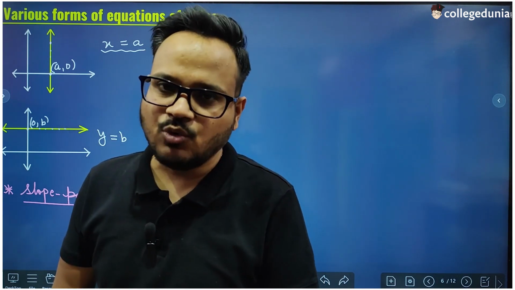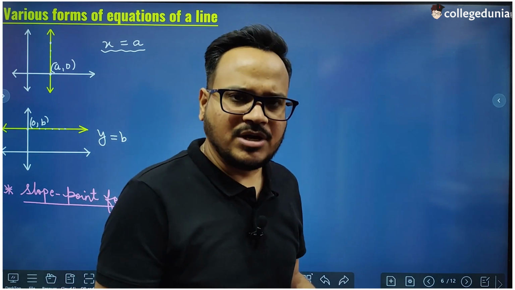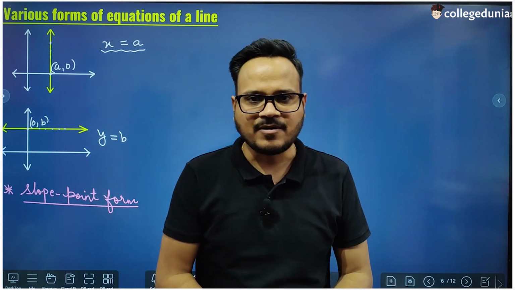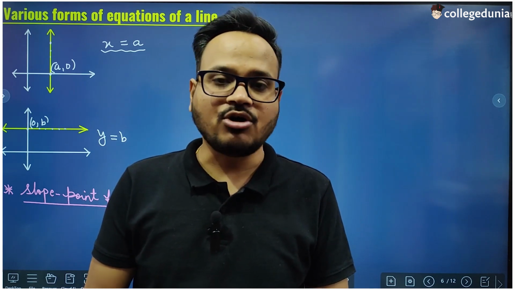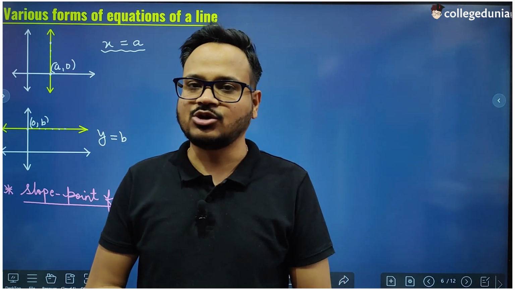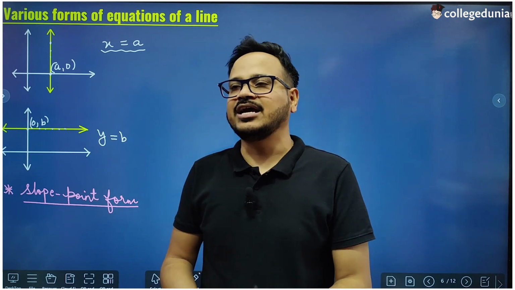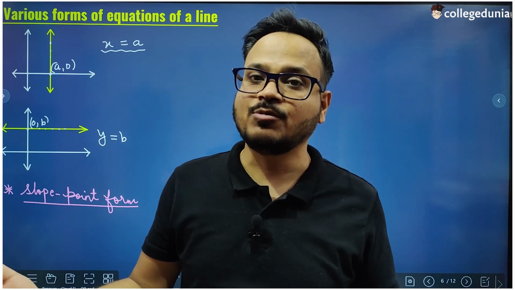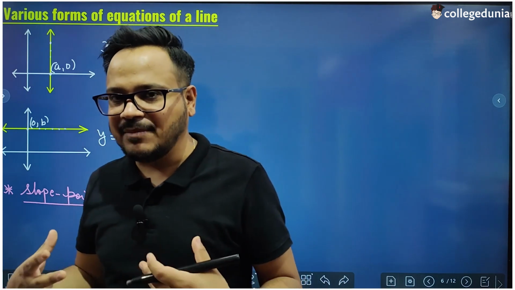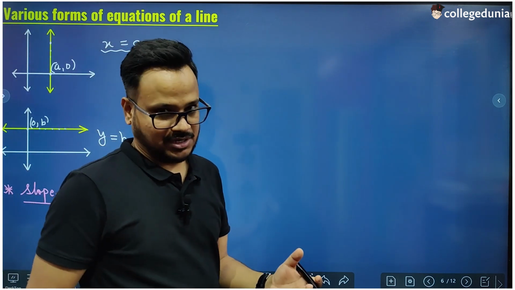Suppose I am saying that find the equation of a line which is passing through 5, 4. So I am giving you only one parameter, which is the point through which the line is passing. But you cannot find the equation of a unique line passing through 5, 4, because there will be infinite lines which pass through 5, 4, right? Or if I say find the equation of a line whose slope is 1, there are infinite lines whose slopes are 1. So only one parameter is not going to help us to find the equation of a line. So to find the equation of a line, we need two parameters, right?